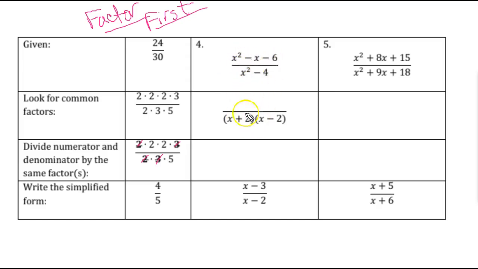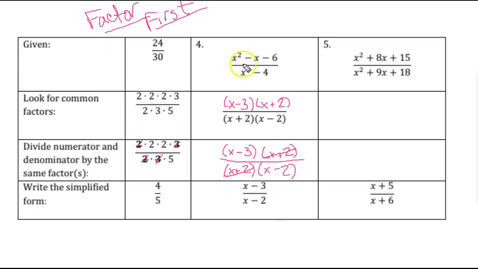So here we can see the bottom has been factored for us, difference of squares. And on the top, if I were to factor, two numbers that multiply to equal -6, but add to equal -1 would be -3 and +2. Now, when I think about these factors in the numerator and these factors in the denominator, I do have a factor in common. Notice that there's an x plus 2 on the bottom and an x plus 2 on the top. So I can divide those factors.